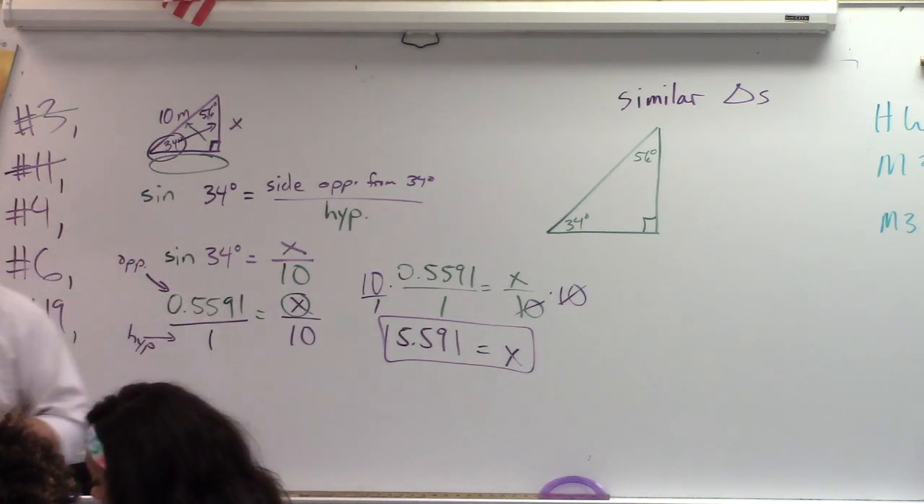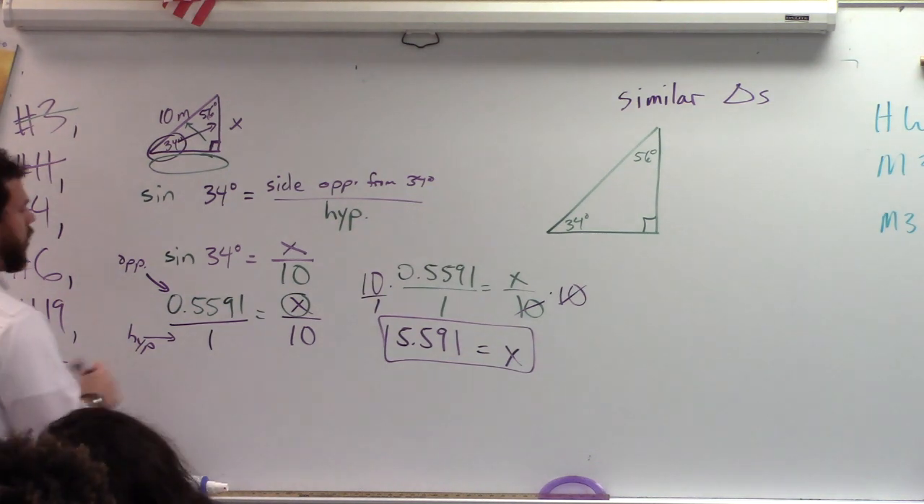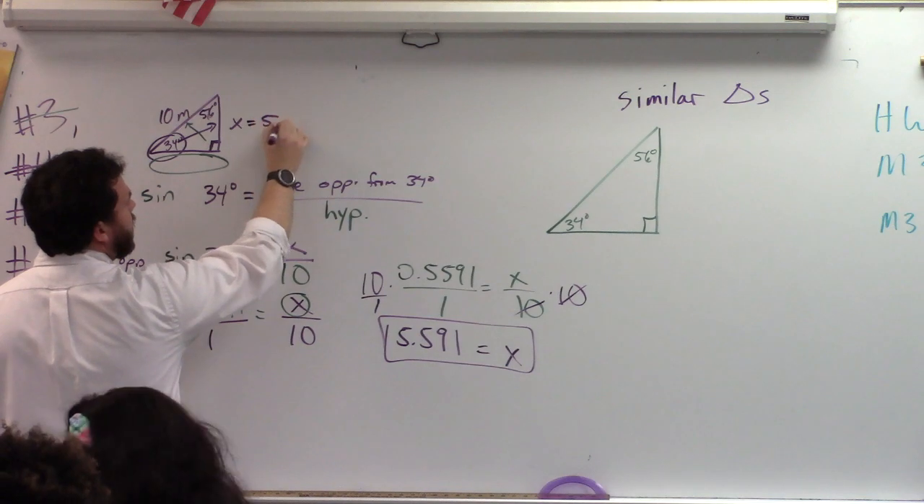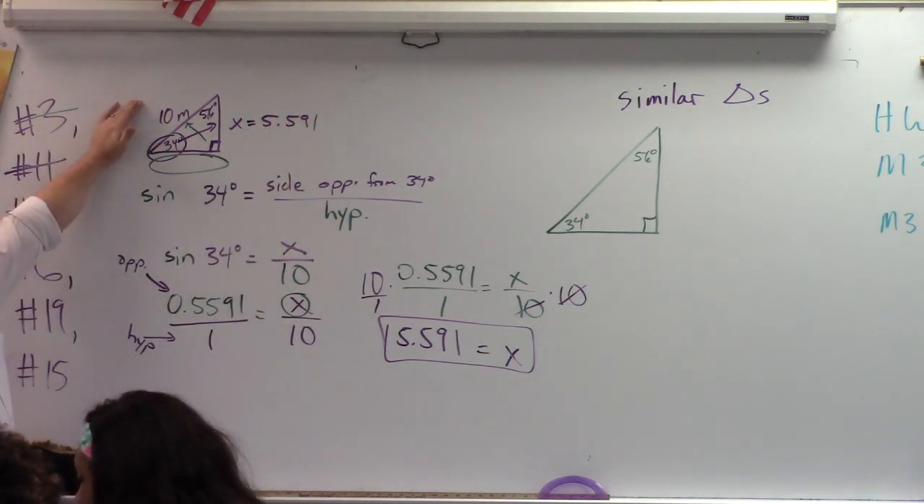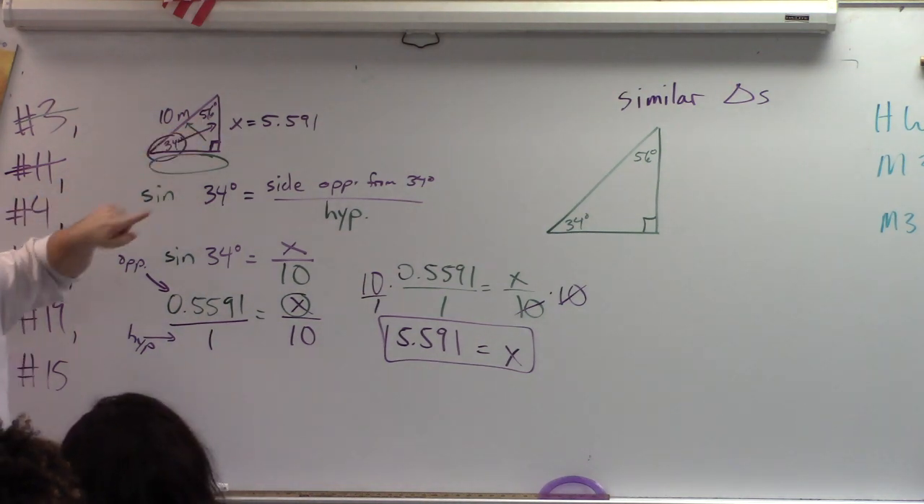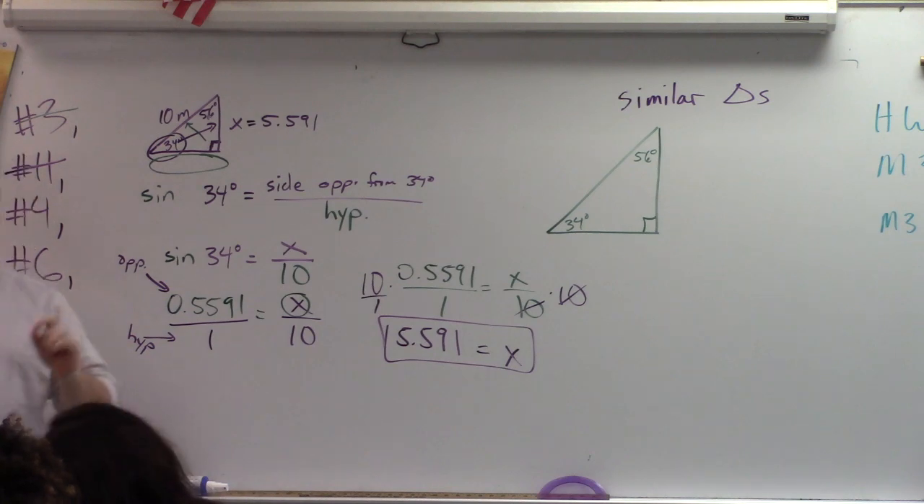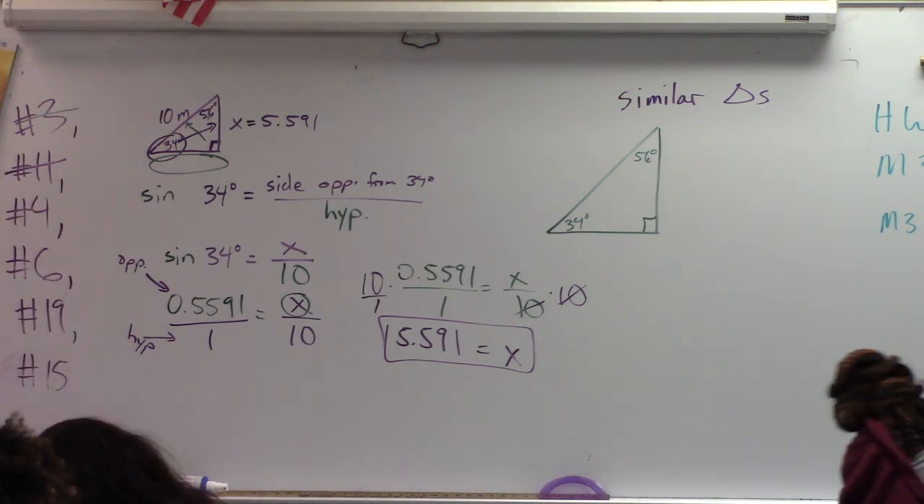Now, I will say this, and I need you to hear me very clearly on this because this is important long term. I have not finished solving this triangle. I know that x is 5.591. I know the hypotenuse is 10. I know that this angle is 34 degrees, and I know this angle is 56 degrees, and this one is 90. So what do you think I mean by I have not finished solving this triangle?